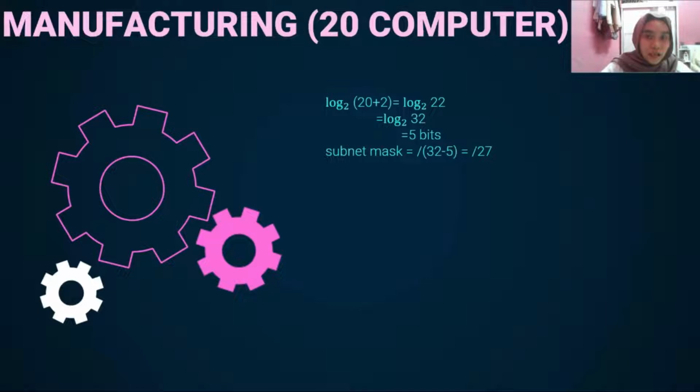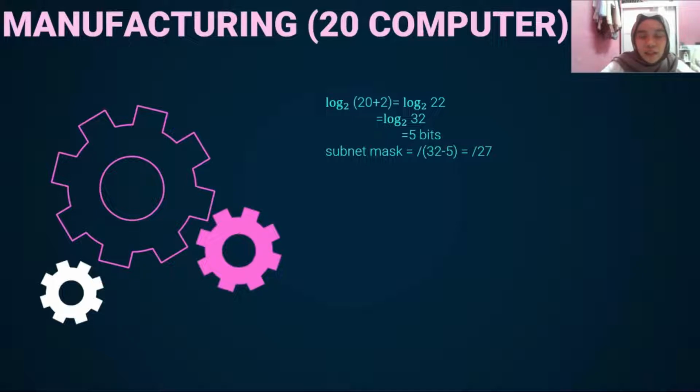Next is the manufacturing, which has 20 computers. We are going to use the same formula as before, which is log 2. And you're going to take 20, because the manufacturing has 20, and plus 2, you will get log 2 of 22. Same as before, if we click log 2 of 22, we will get a decimal number. So we will try to find the number that is nearest to 22, which is 32. And that is how you will get the number of bits borrowed, which is 5 bits.